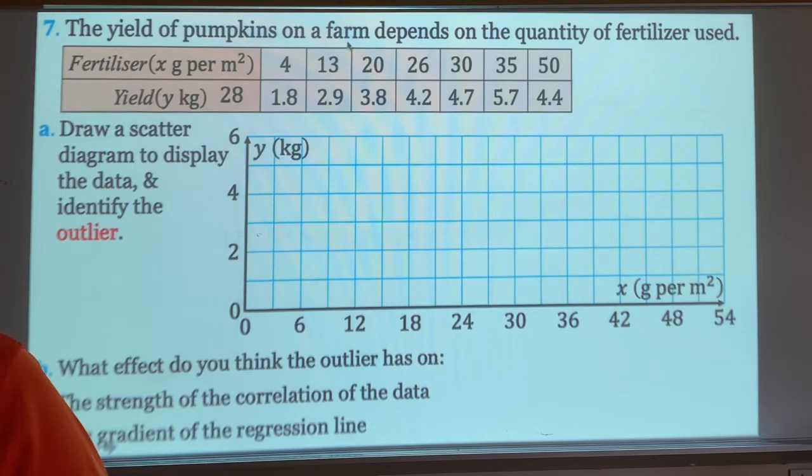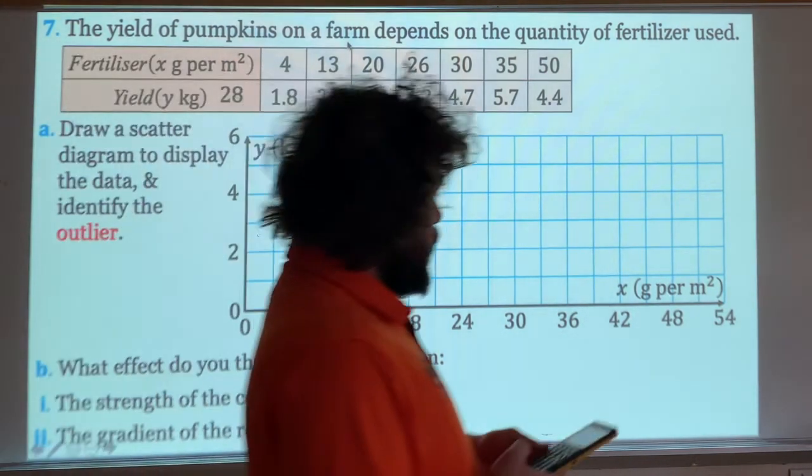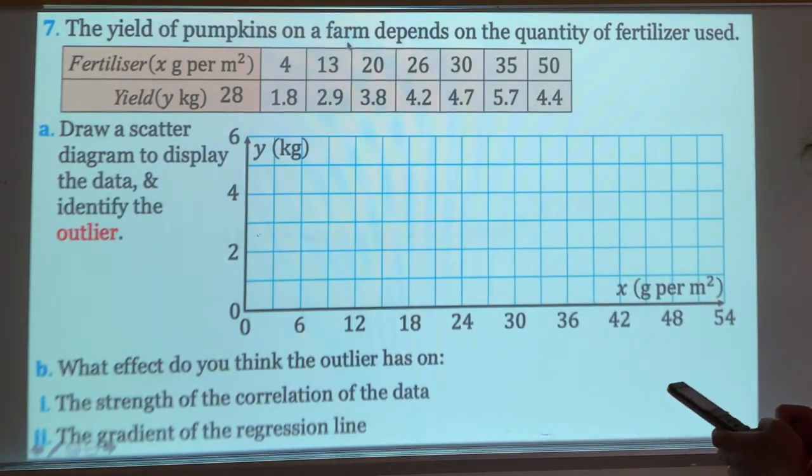So now, I'm going to go back to my thing. You're going to draw your scatter diagram. I already did my scatter diagram. So I'm going to clear my lists. Oops. And get a little head start on entering stuff into my chart.